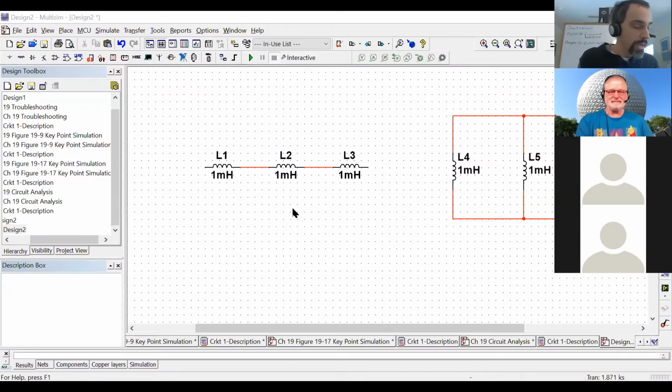All right. So we got inductors in series, inductors in parallel. If you are going to remember, an inductor is measured in henries, and the symbol is L for inductor, and H for the units, which is henries.